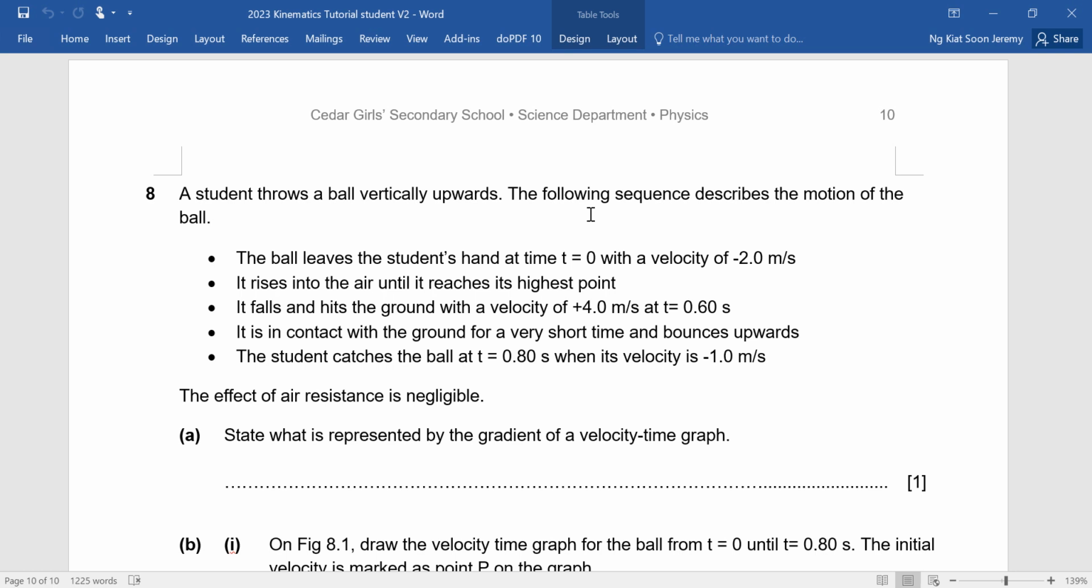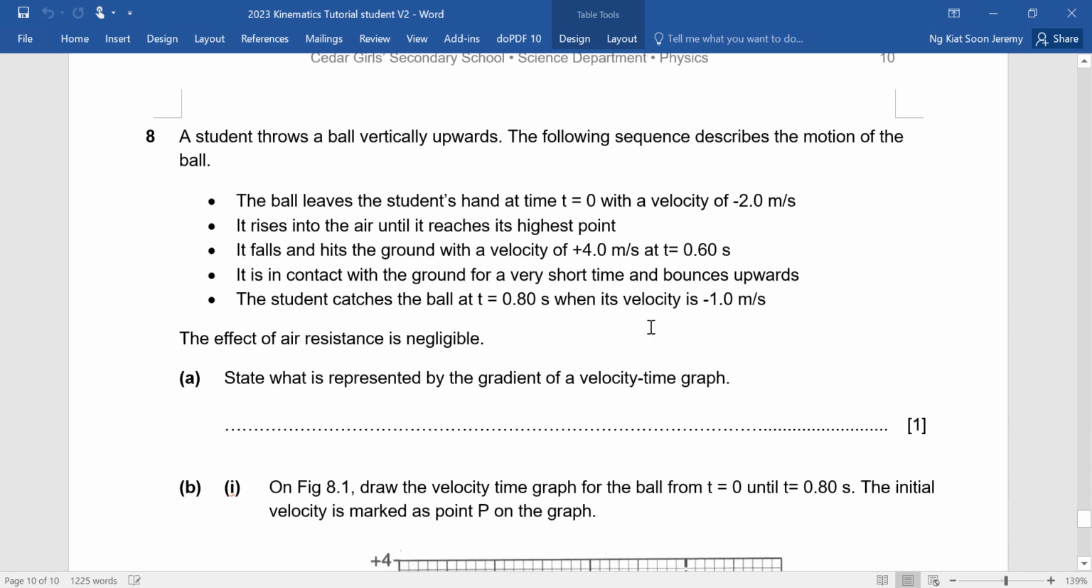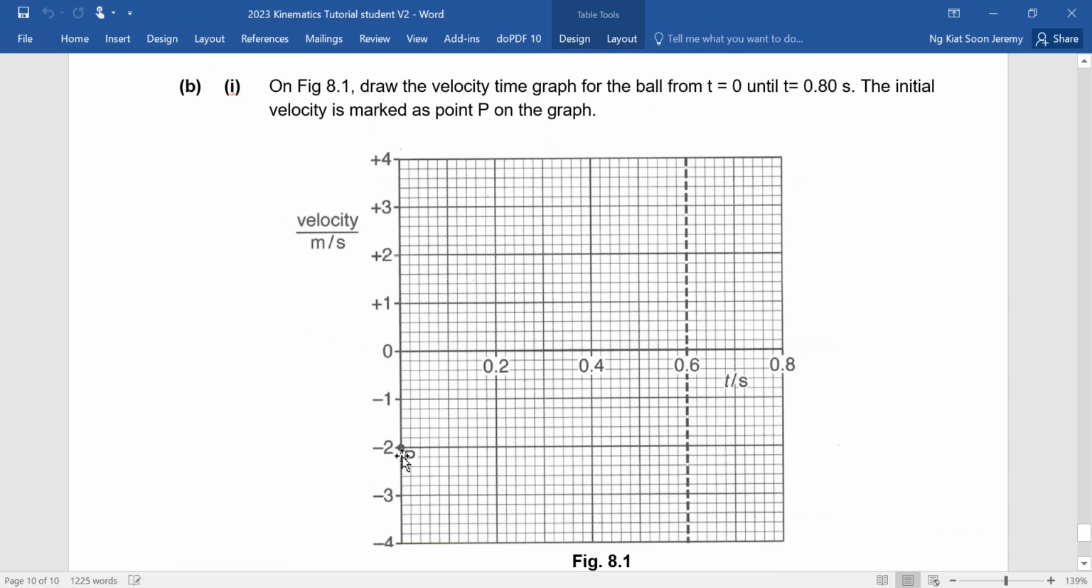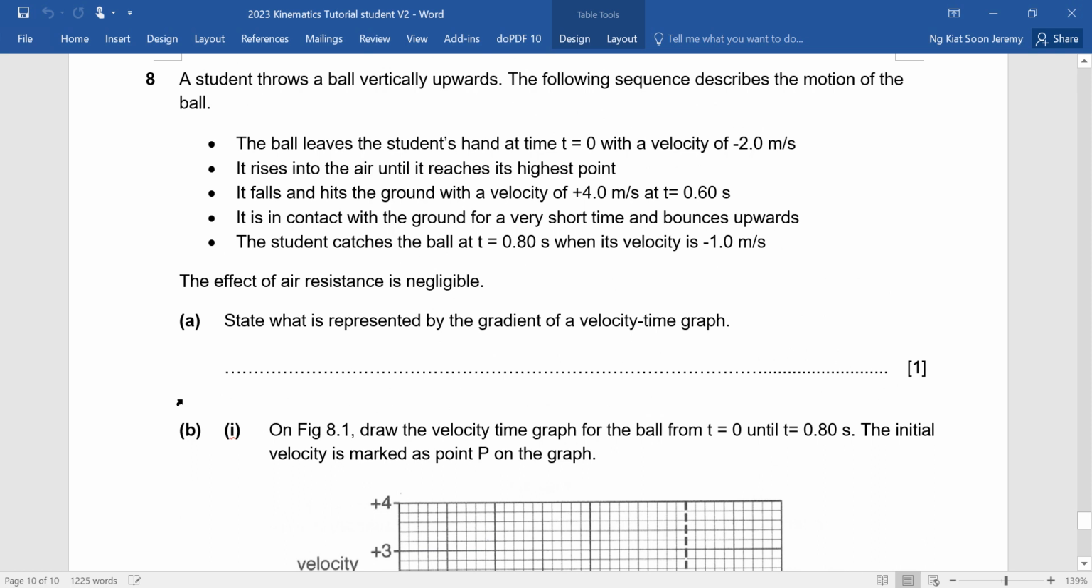The sequence below describes the motion of the ball. The ball leaves the student's hand at t equals 0 with velocity of -2. You can see that this point is already plotted on the graph for you nicely as P. It rises in the air until it reaches the highest point.